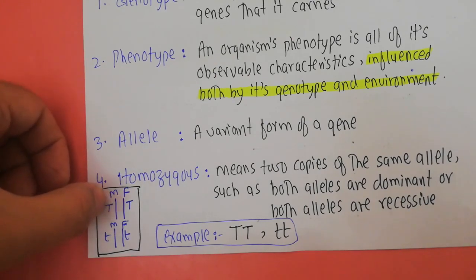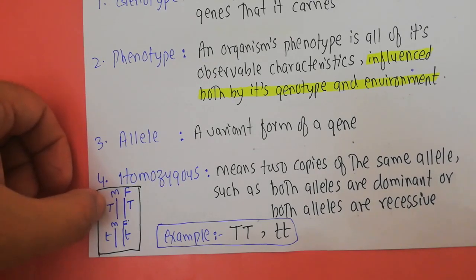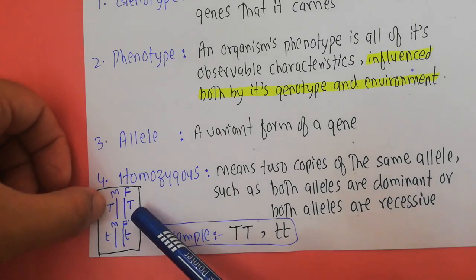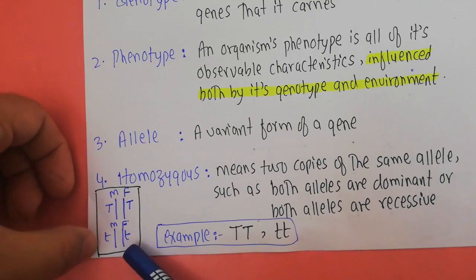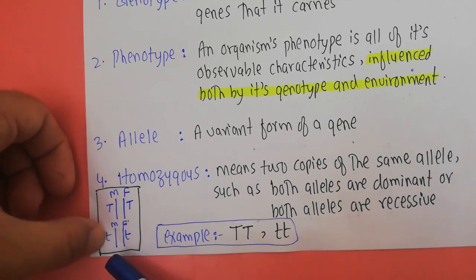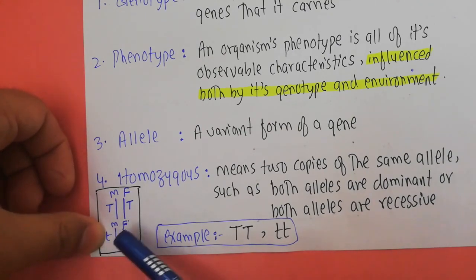On the mother chromosome, say for example, there is the capital T allele, and if the father chromosome also has the capital T allele, that means the alleles are the same. We say that this is homozygous status. If on the mother chromosome there is a small t, and on the father chromosome there is also a small t, that is again homozygous, because both of the alleles on these homologous chromosomes are the same.